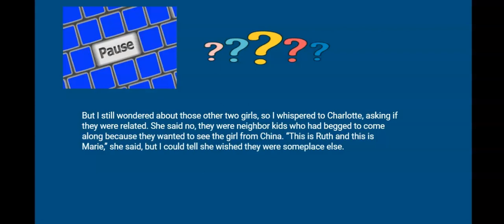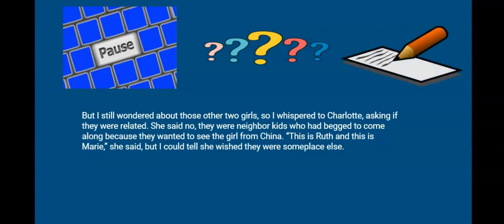I'm thinking about the main character, and she says that she still wondered about those other two girls. So, she's probably curious, and I'm getting the vibe that they may make her feel uncomfortable. Why would they want to come see the new girl from China? Why does the main character think that they were related? Are they close? Now I'm going to write all these ideas down about these characters so I can analyze them.